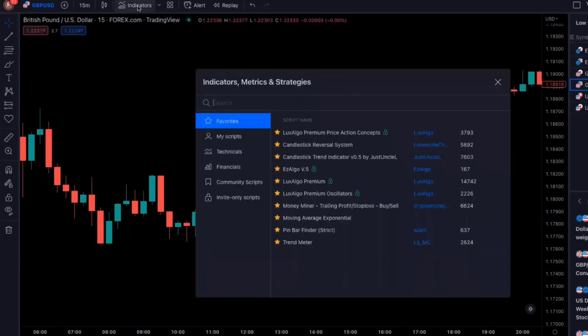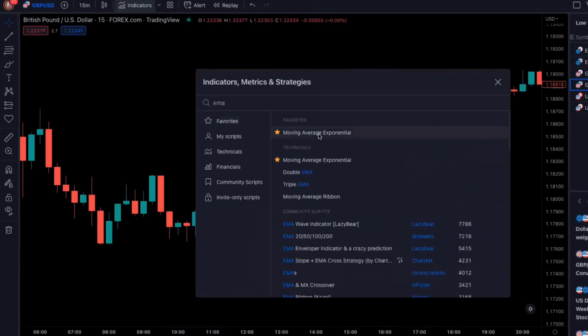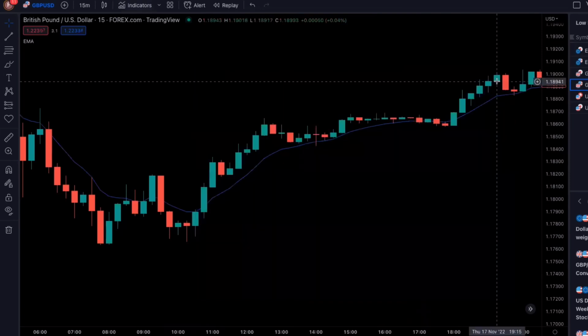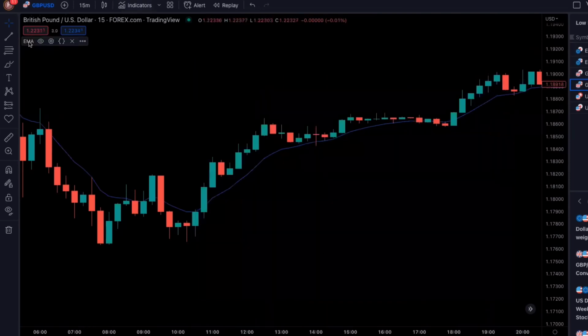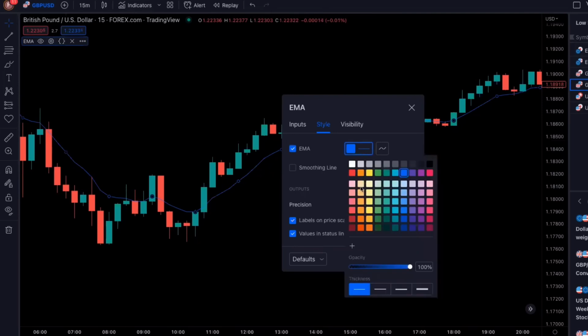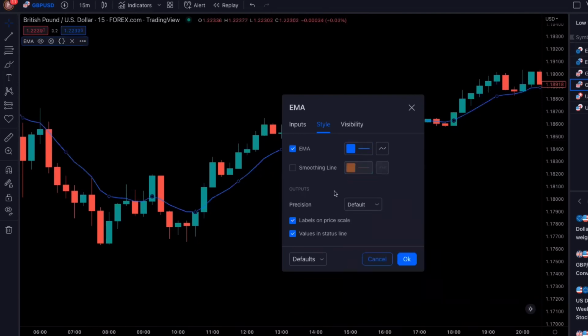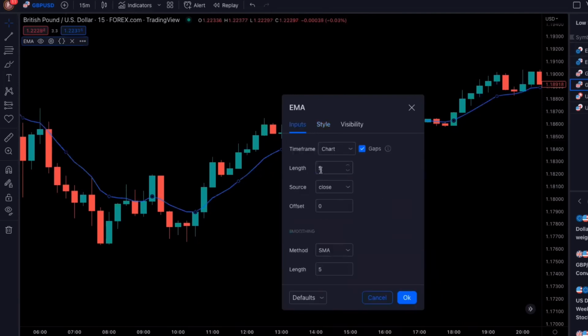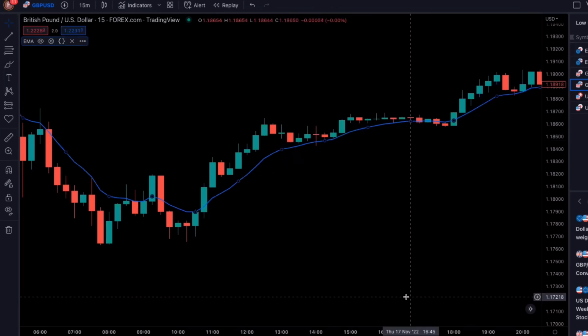All right. So the first indicator that we're going to add is just the regular EMA, the exponential moving average. Okay. So let's make some changes to that. We're going to come here, go into settings. I'm going to make this a little bit thicker first. It's easier to see. Go into inputs, and for length, you're going to use 5. We're going to use the 5-period EMA, the exponential moving average.